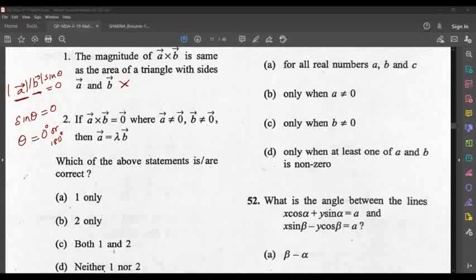That means the vectors are parallel. Either it can be like this or it can be like this. In both ways, this is 0 degree and this is 180 degree, so these two vectors are parallel. If two vectors are parallel or coincident, we can write vector A is equal to lambda B vector. So this is correct. The statement that is correct is 2 only. The answer is 2 only.